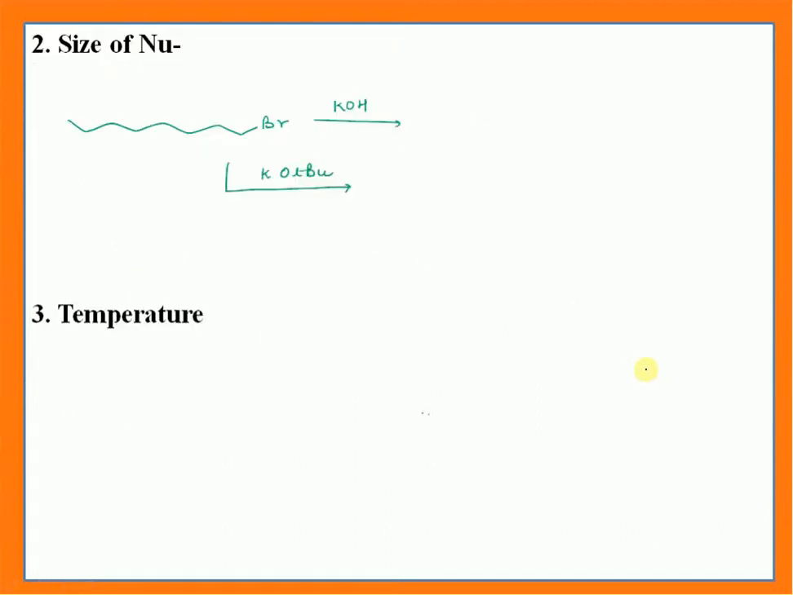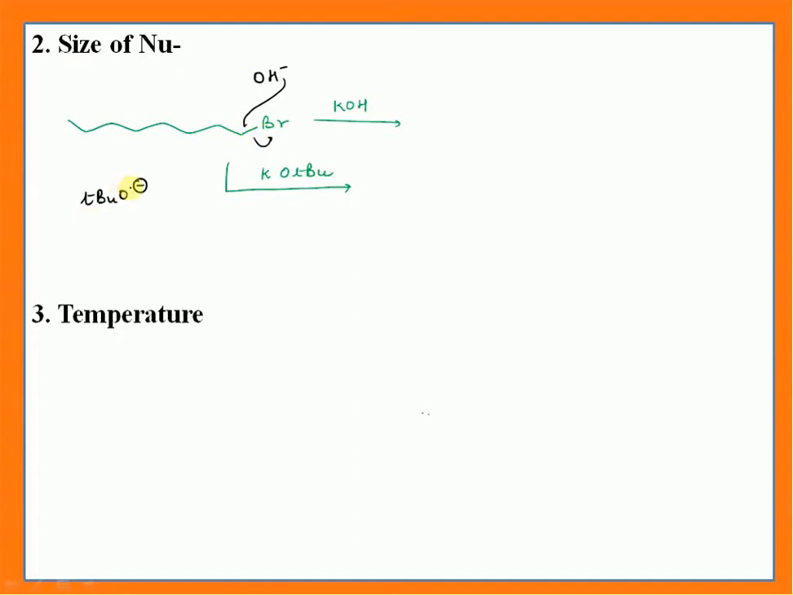Then we come to the next point, that is the size of the nucleophile. Suppose in this reaction you are using KOH, and here you are using potassium tertiary butoxide. In this case the nucleophile is OH minus, and in the second case you have tertiary butoxide as the nucleophile, or you can say base. In the first case the nucleophile is smaller in size, so it can easily approach this carbon, which is on the inner side. It can approach it, this Br will be removed, and this OH will attach at this place.